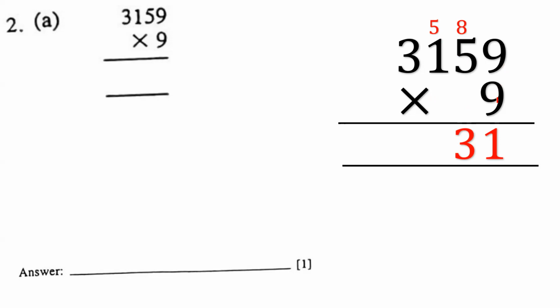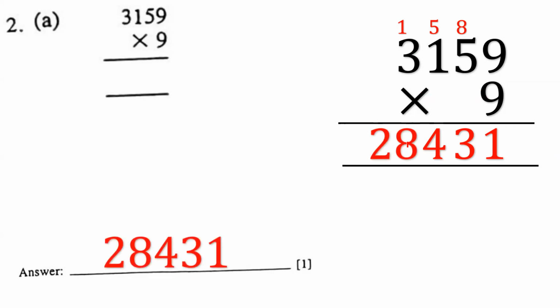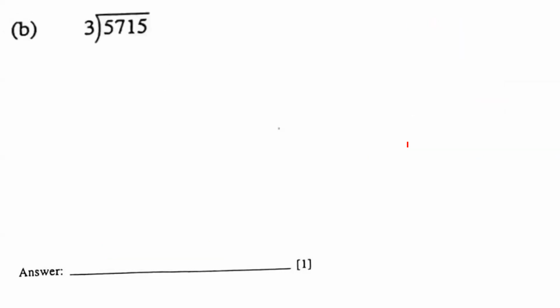Next, we say 9 times 1. What is 9 times 1? 9 times 1 is 9 plus 5 plus this 5 above. That's going to be 14. So we put the 4 below, and we put the 1 above. 9 times 3. What is 9 times 3? 9 times 3 is 27. Plus 1 is going to be 28. So the answer is 28,431.